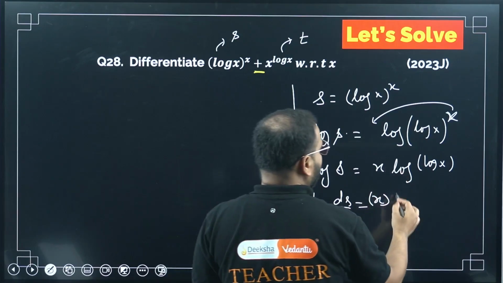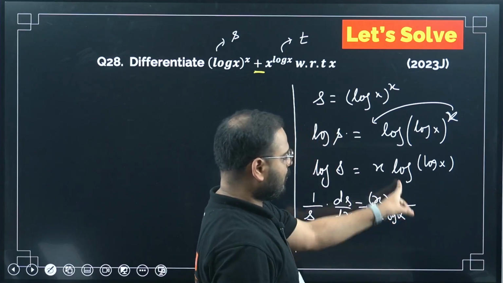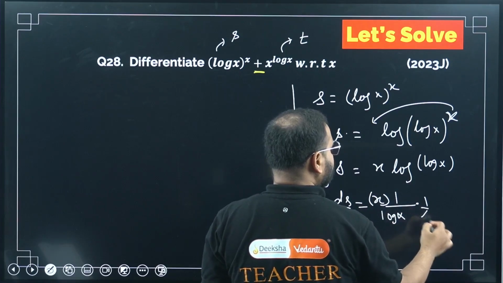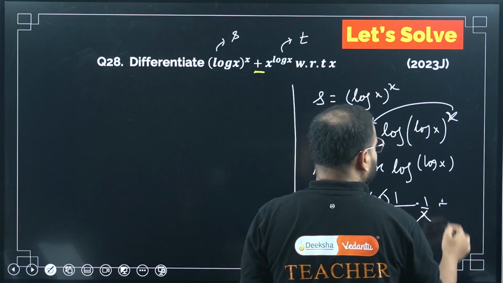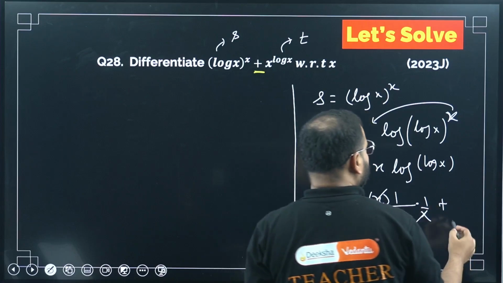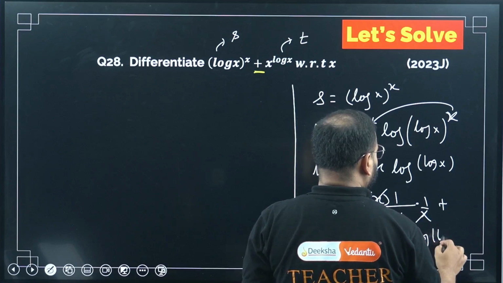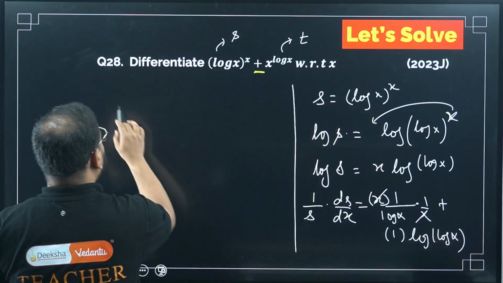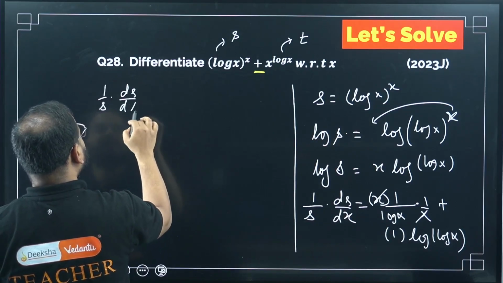What will this be? 1 upon log x. For the first log, 1 upon log x, and for this log, it will be what? Chain rule, 1 upon x. Please see here, so x and x will cancel. Now plus sign. For x, how much will that be? Simply 1, and this will remain as it is. So log of x. Now please check. I'll simplify and tell you here.